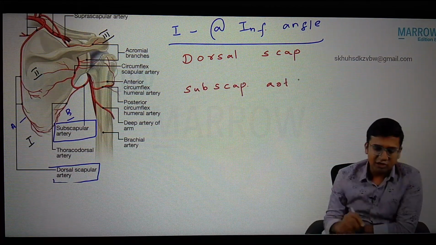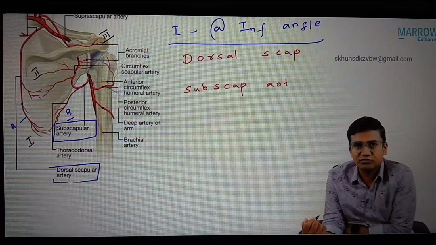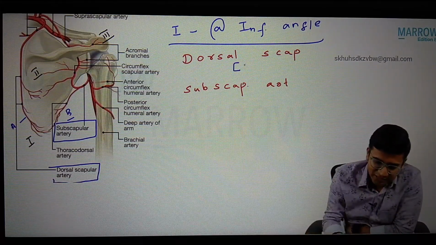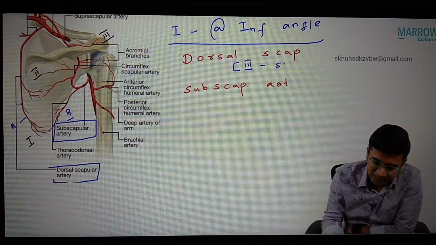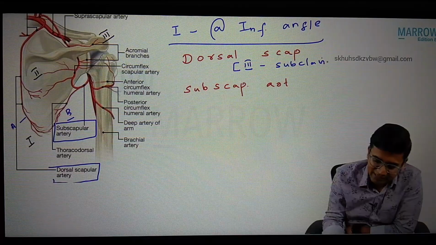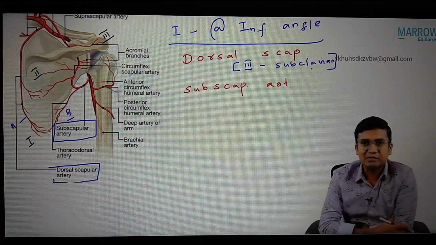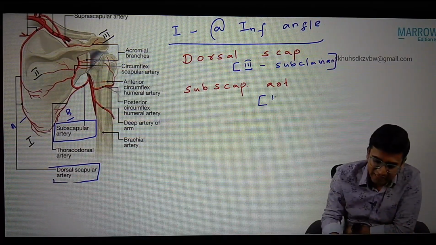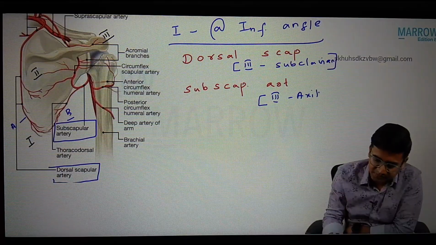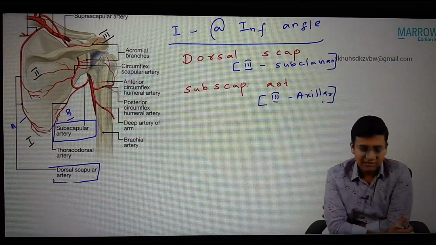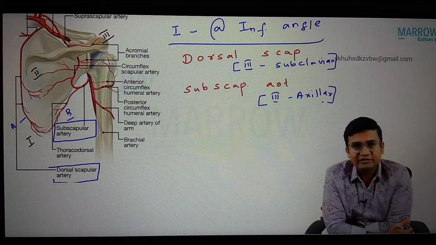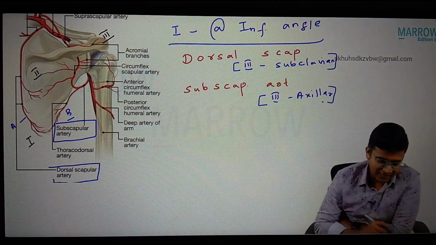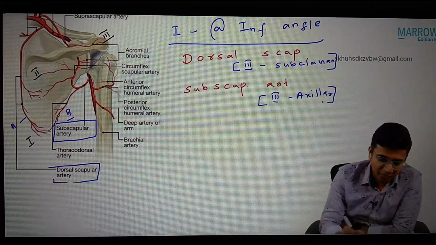Now the dorsal scapular artery is a branch of the third part of the subclavian artery. What about the subscapular artery? Third part of the axillary artery. Yes. So these two arteries are involved in the anastomosis over the inferior angle. Fine.